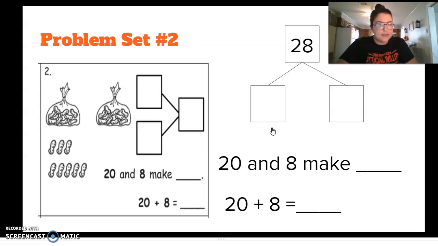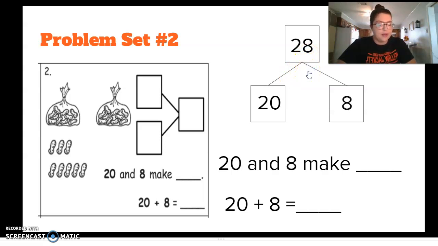How many tens in 28? 2. How much is 2 tens worth? 20. Right. If we would have just written 2 here, then that's only 2. It would not be saying 28, because 2 plus 8 would not equal 28. We need the tens and the ones, so we have to put 20, and then what is our ones?